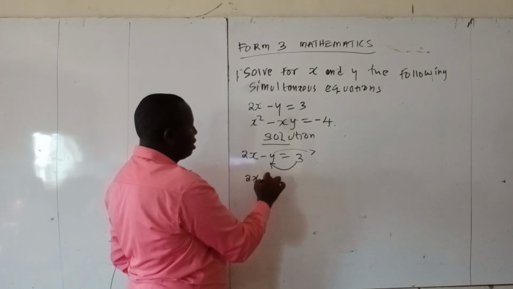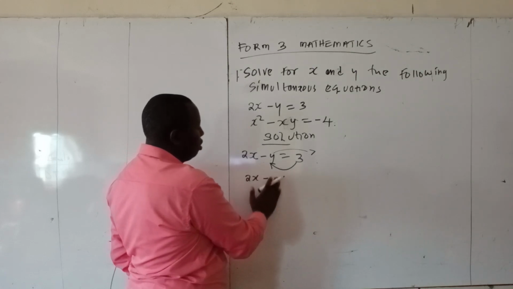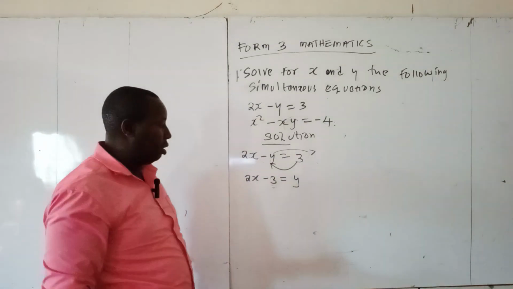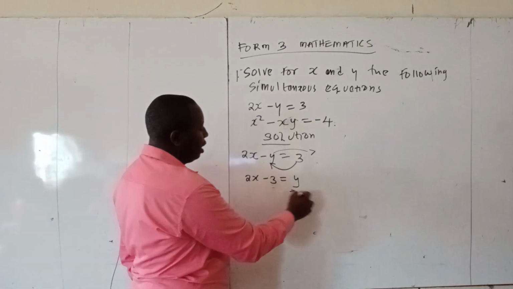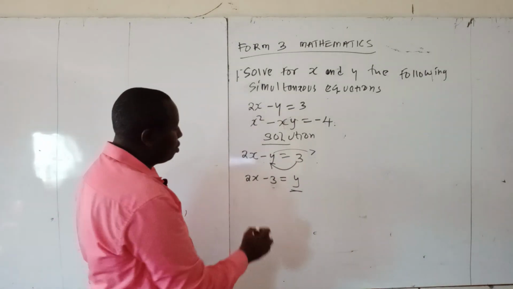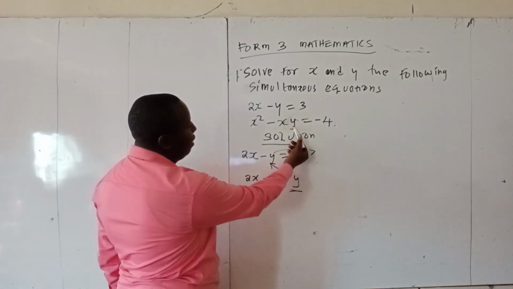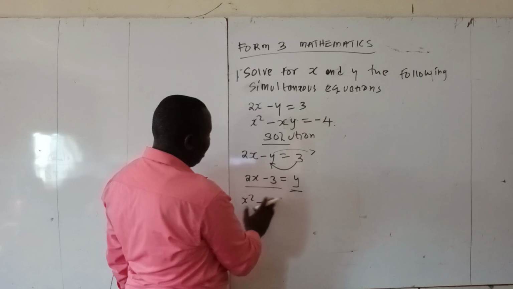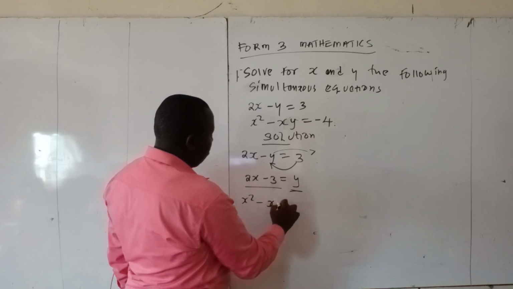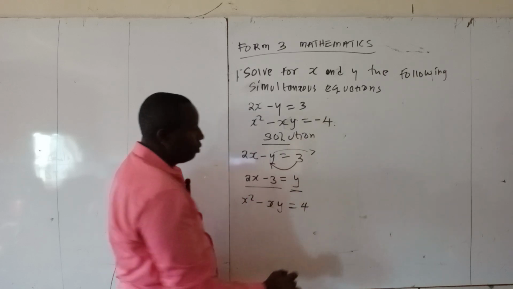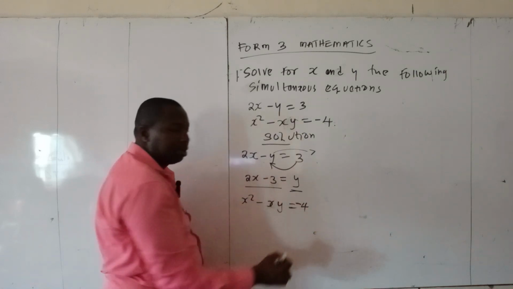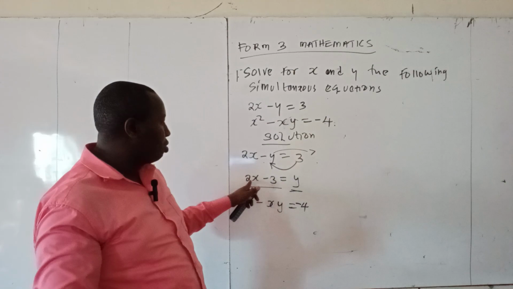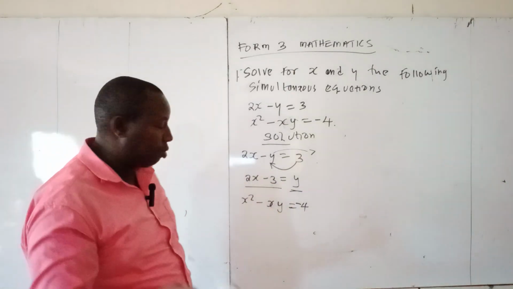So you get 2x minus 3 equals to y. Now this y here, you substitute in the second equation. x squared minus xy is equals to minus 4. But what is y? Our y is equals to 2x minus 3.